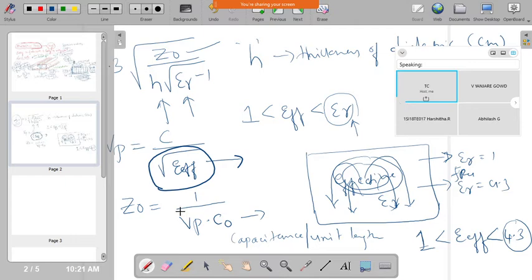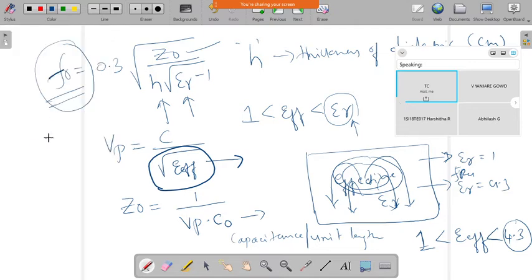Now you can define the wavelength. Generally you know the wavelength, lambda, is equal to c by f, where c is the speed of light and f is the frequency. That is in terms of the free space wavelength. We can also define the guided wavelength in terms of the free space wavelength divided by root of epsilon r.